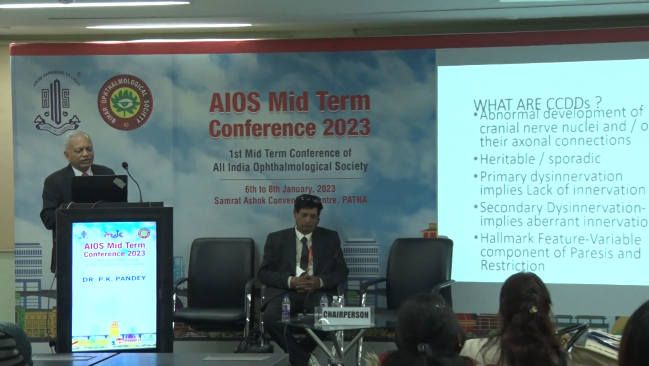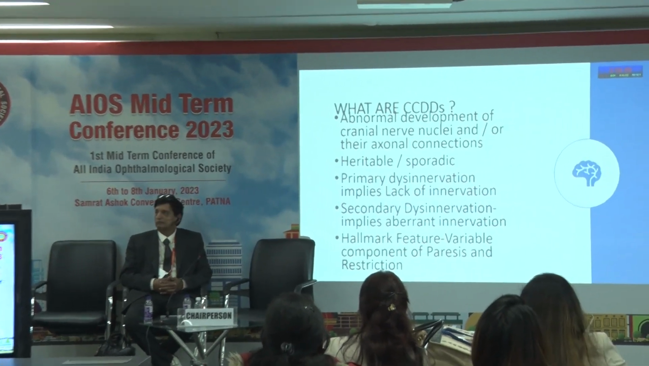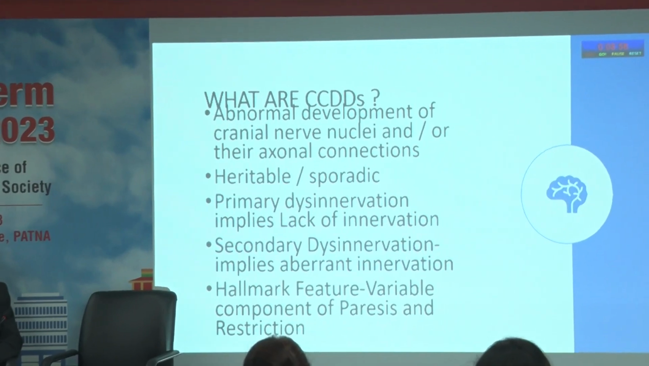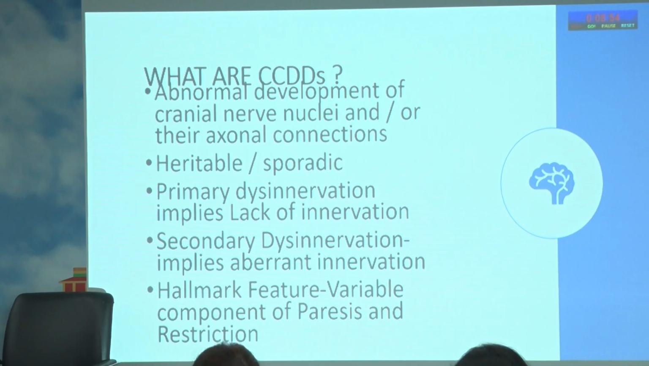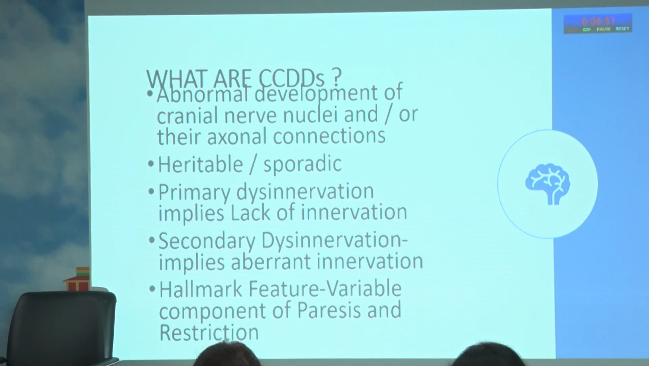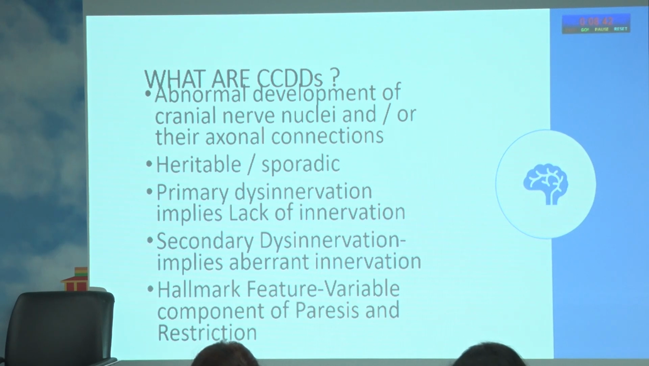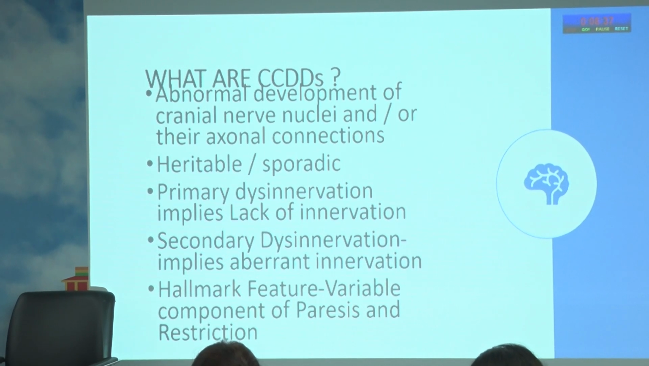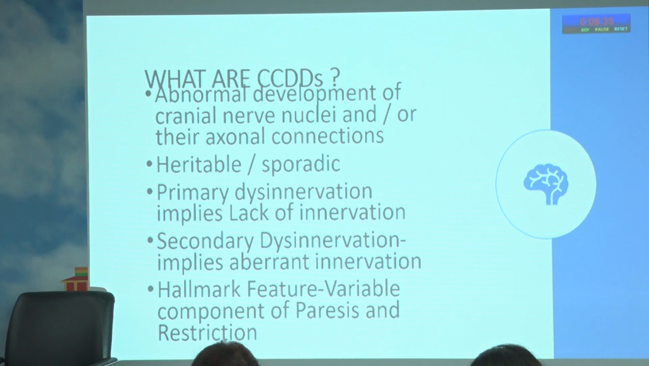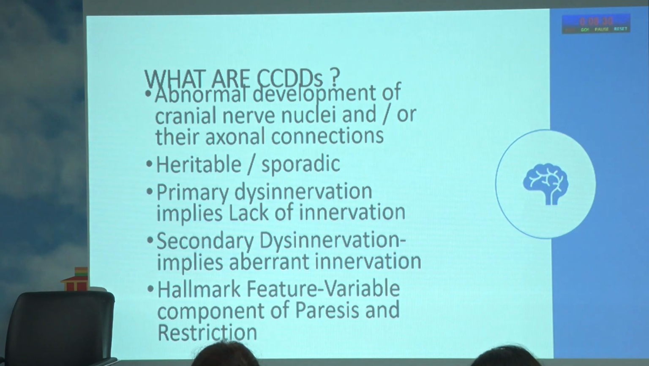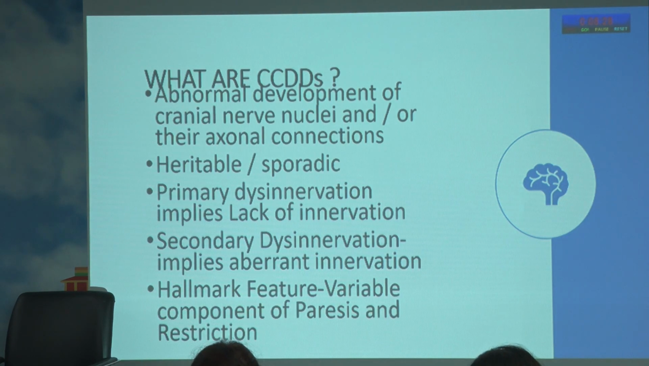First, there is a primary dysinnervation. That means there is a lack of innervation. Either the nucleus has not formed or it is hypoplastic, or the nerve has not formed or it is hypoplastic. That is the basic substrate on which it is going to develop further. The secondary thing is aberrant innervation. That means something else comes and supplies that part of the muscle. If you look at the embryology, the third nerve is going to supply the entire mesoderm around the globe, which is going to form the extraocular muscles.